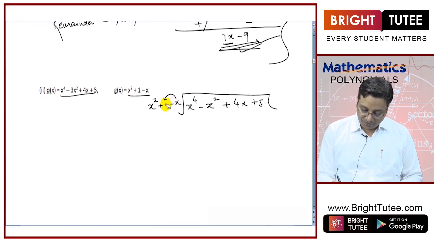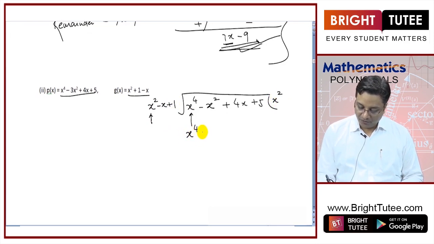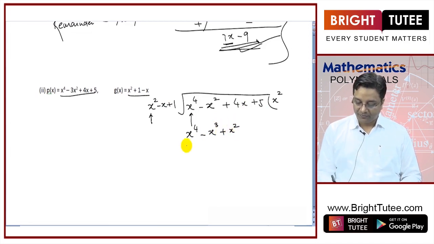So, we can write it as x square minus x plus 1. Okay. So, now to produce this term from this, I need to multiply by x square. I will get x raised to power 4 minus x cubed. There is no x cubed term in the dividend. So, I write it here plus x square.